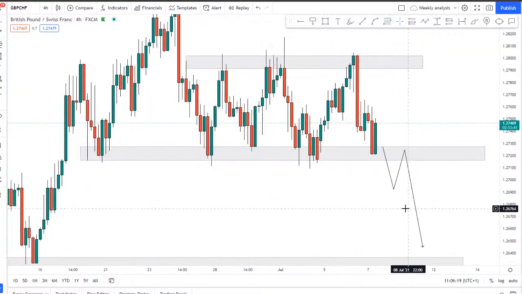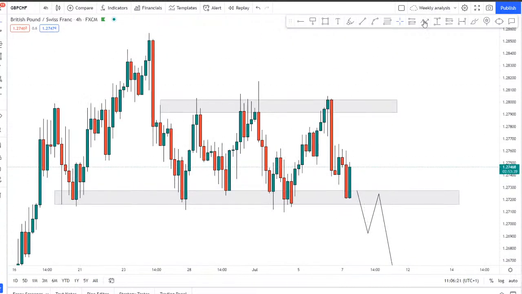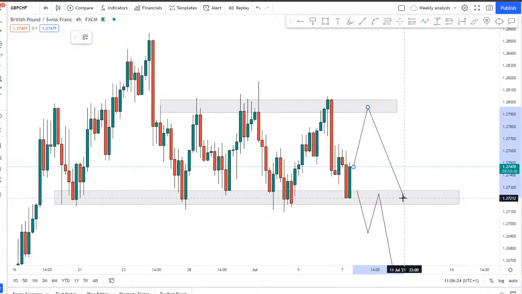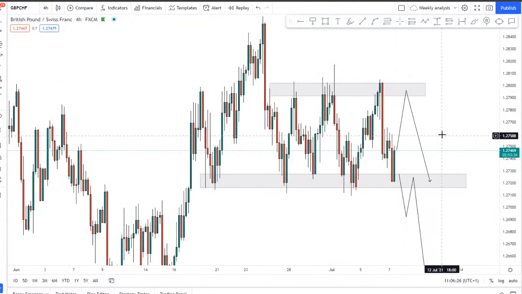So for this one, the break and retest does make a lot more sense, or if we do push back into this area here, then yeah, that makes more sense as well, looking for shorts from up there.